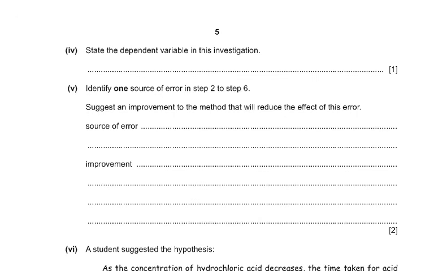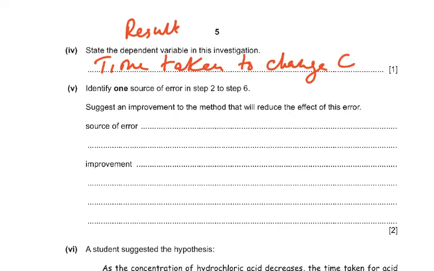It says state the dependent variable in this investigation. Now, the dependent variable was what were you collecting? What results were you collecting? So that was time taken to change color. Or sometimes they can even ask you what is the apparatus used to record the dependent variable. That was a stopwatch.